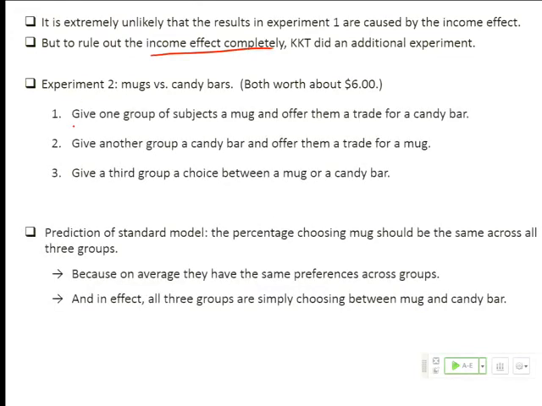But to rule out the income effect completely and definitively, they did an additional experiment, okay? So this is mugs versus candy bars. They found a candy bar was worth about the same amount as a mug, which at the time was $6. I don't know what it's worth now. One group of subjects was given a mug and asked if they wanted to trade for a candy bar. Another group was given a candy bar and asked whether they would be willing to trade for a mug. And then the third group was just simply given a flat-out choice between mug and candy bar.